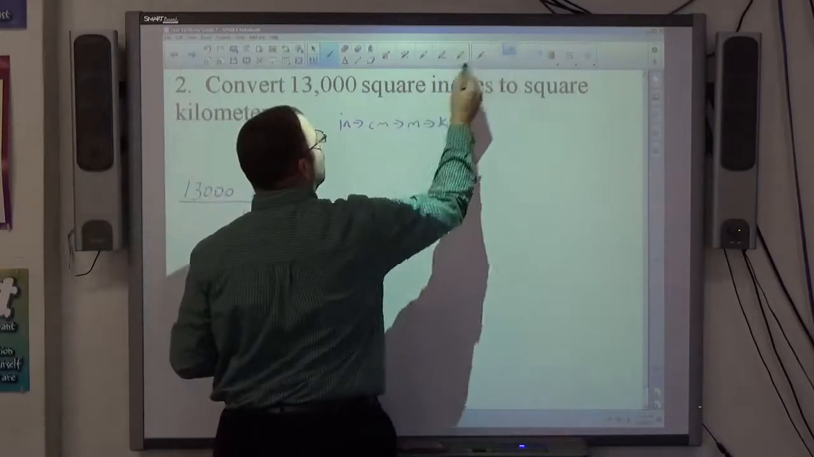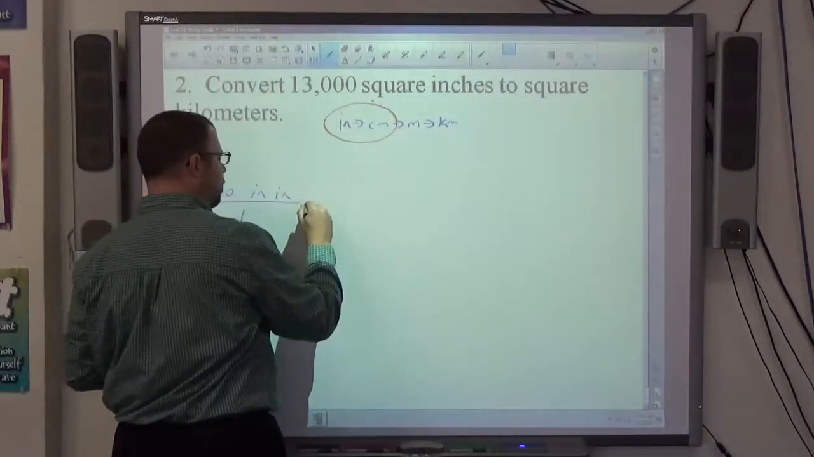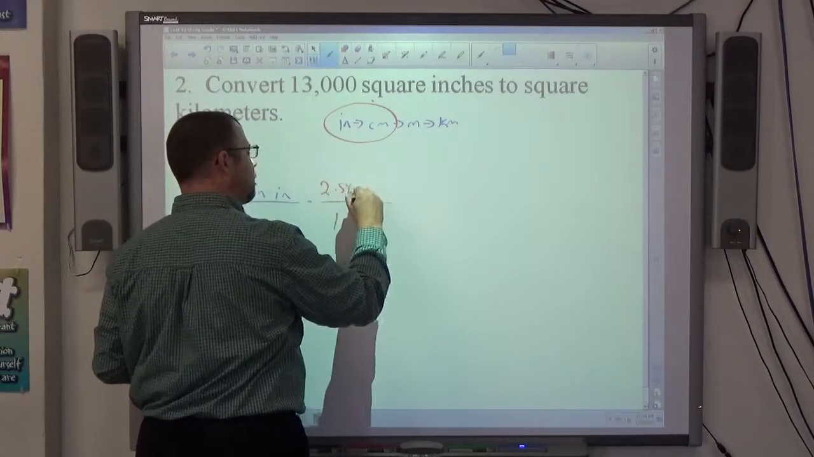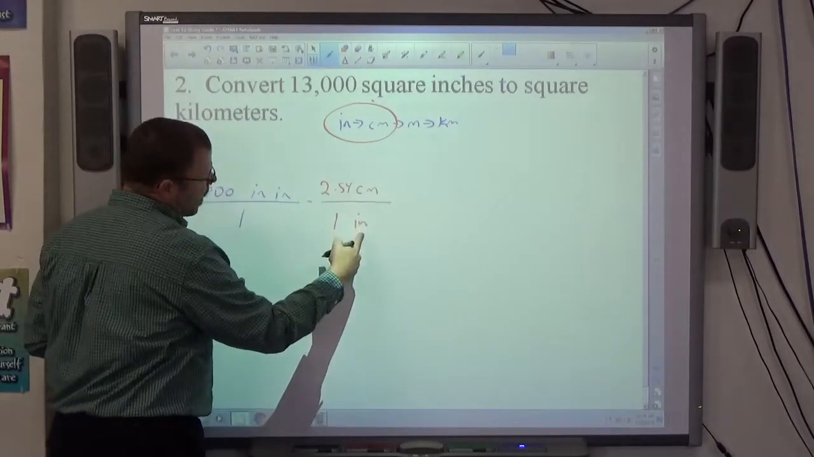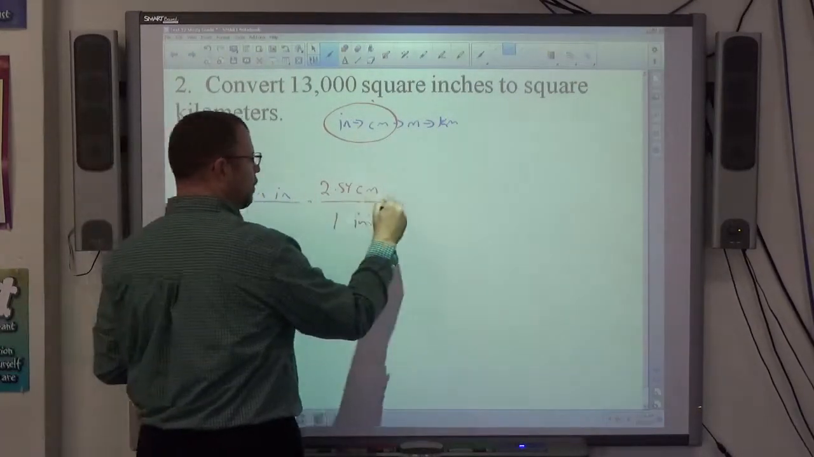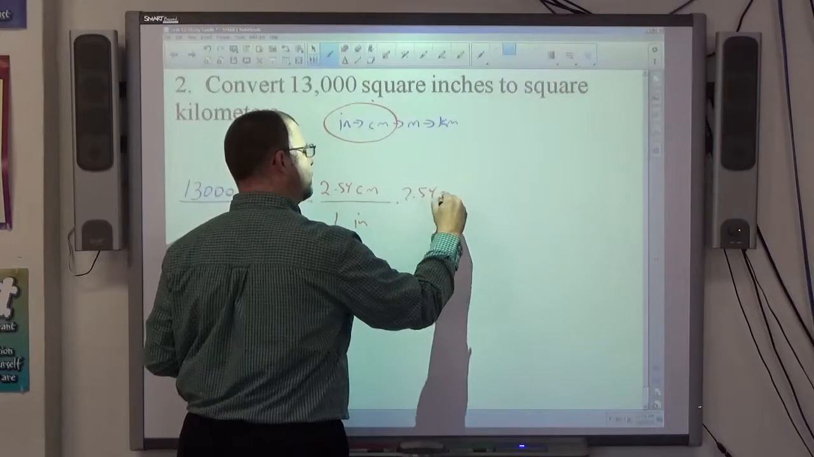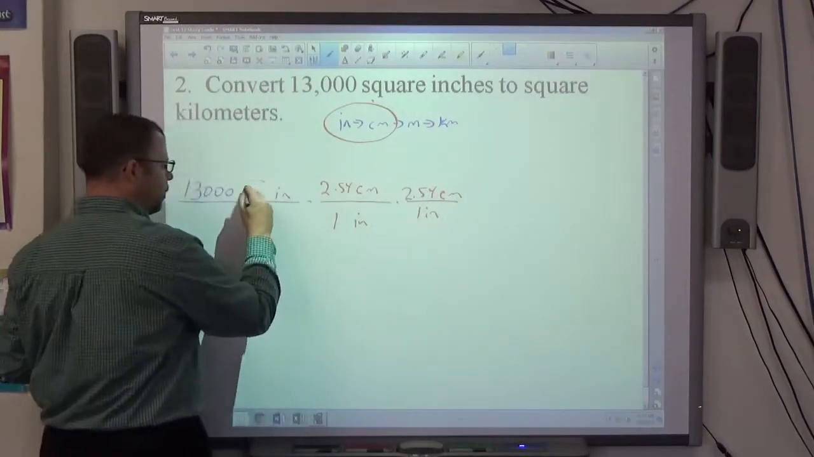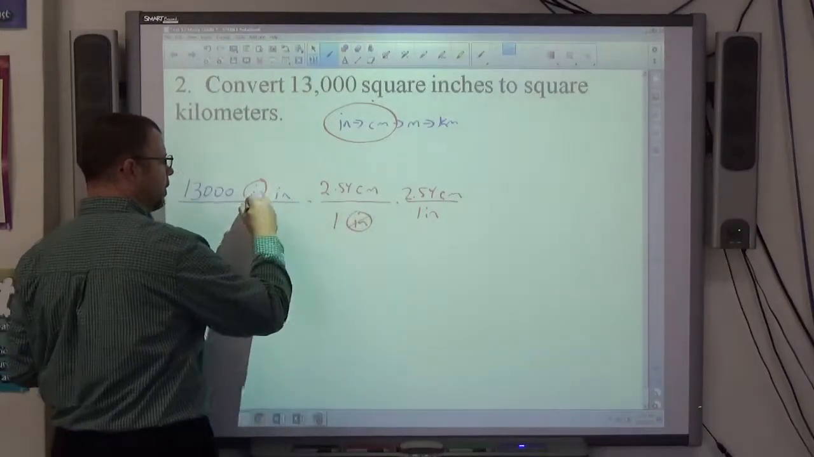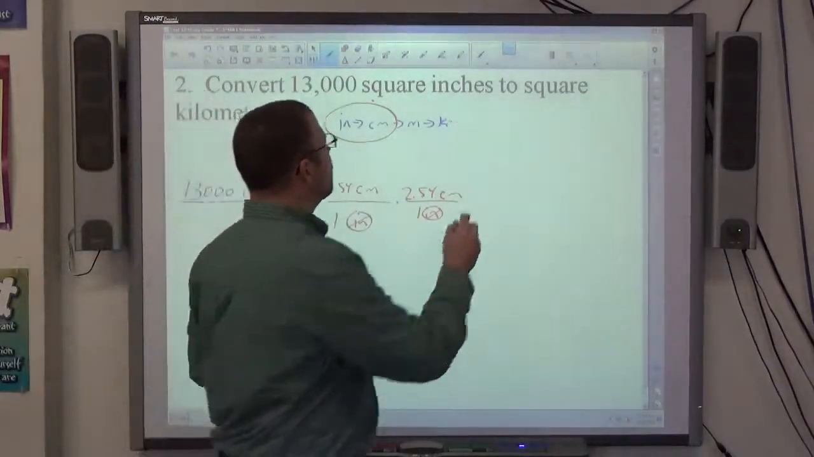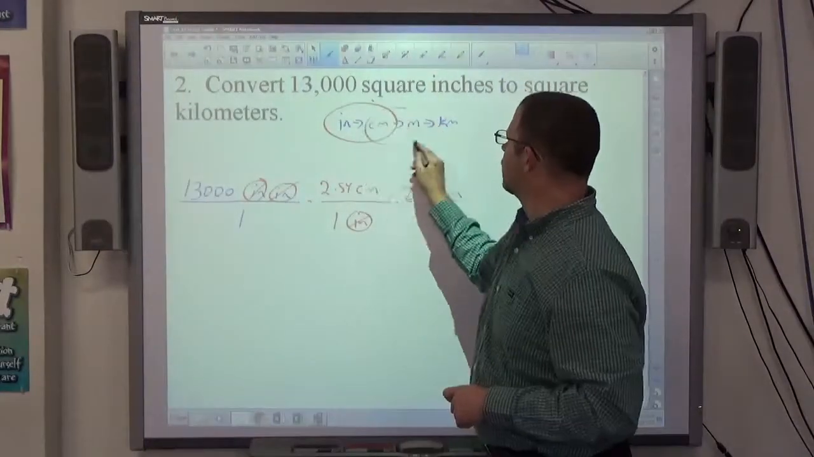If I'm going to go from inches to centimeters, the fact about inches and centimeters is 1 inch equals 2.54 centimeters. Inches is in the denominator for cancellation purposes, 1 on top, 1 on bottom. There's 2 of them, so I got to do it twice. So this cancels this. This cancels this. I'm at centimeters, centimeters.